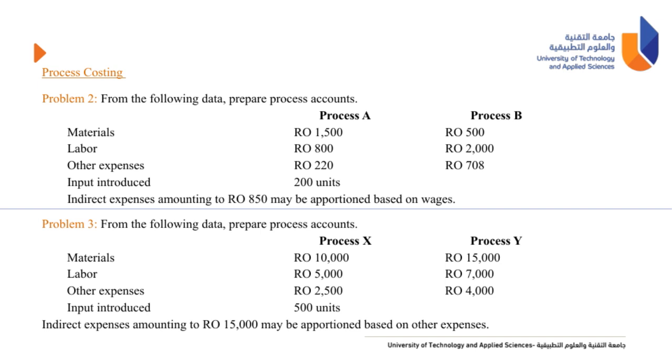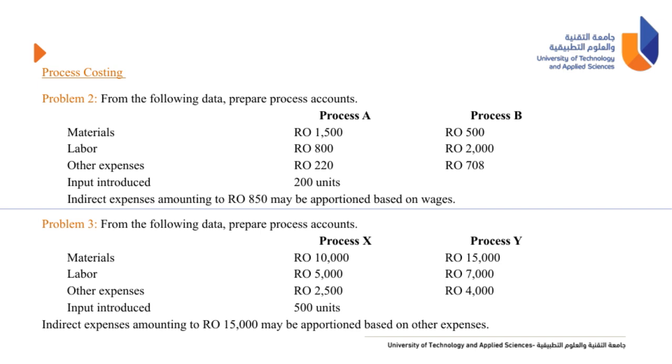Now, moving on to problem 3, we have process X and process Y. The materials cost RO 10,000 for X, and RO 15,000 for Y. Labor costs are RO 5,000 and RO 7,000 respectively, with other expenses at RO 2,500 for X and RO 4,000 for Y. The total input introduced is 500 units.